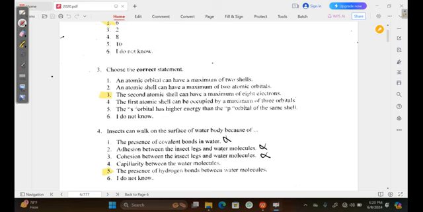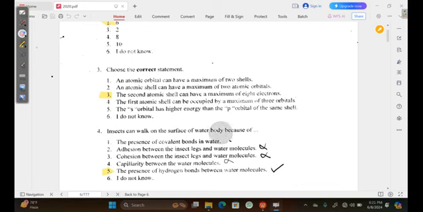Then option 4 is capillarity in the water molecules. Again, this is wrong because when we talk of capillarity, we're talking about the absorption of water and stuff like that. Then option 5 is the presence of hydrogen bonds between the water molecules. This is actually very right because insects are able to walk on water because of surface tension, and that surface tension is attributed to the presence of hydrogen bonds. So that makes option 5 our best and correct answer.